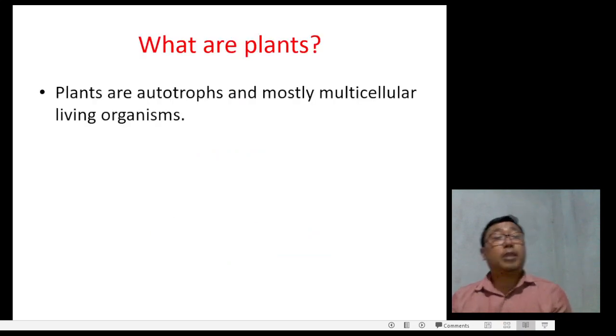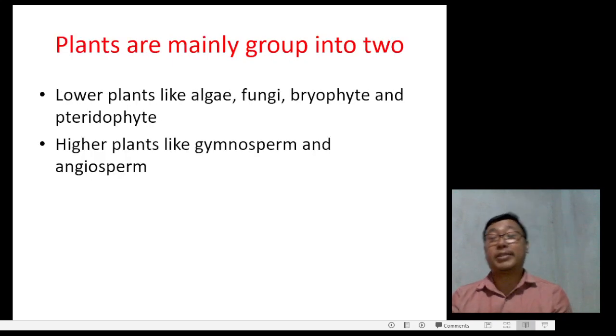Let us see what are plants. Plants are autotrophs and mostly multicellular living organisms. When I say autotrophs, those living organisms which can synthesize their own food are known as autotrophs. And multicellular, when a living organism is made up of numerous cells, it is known as a multicellular organism.